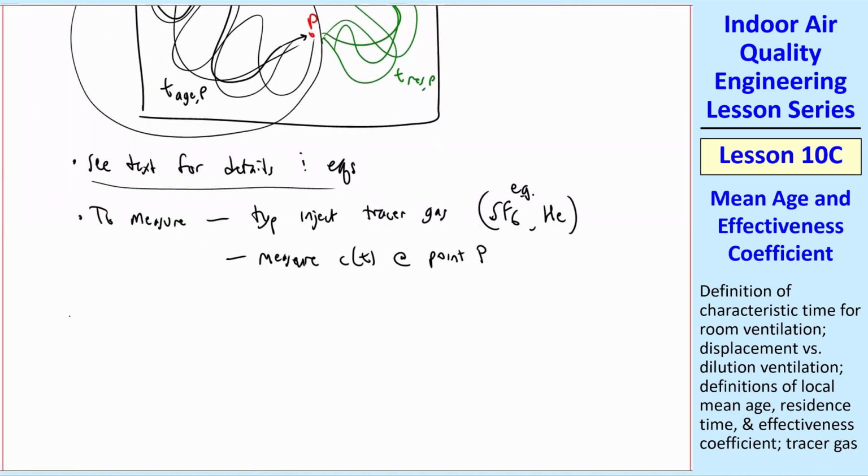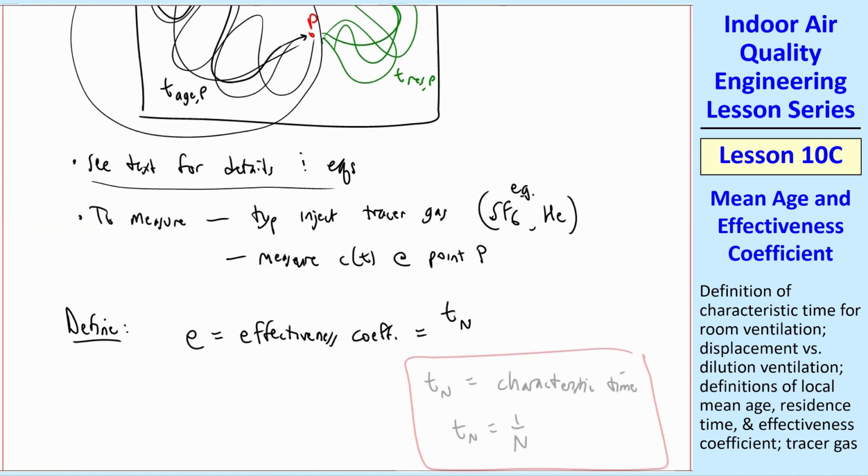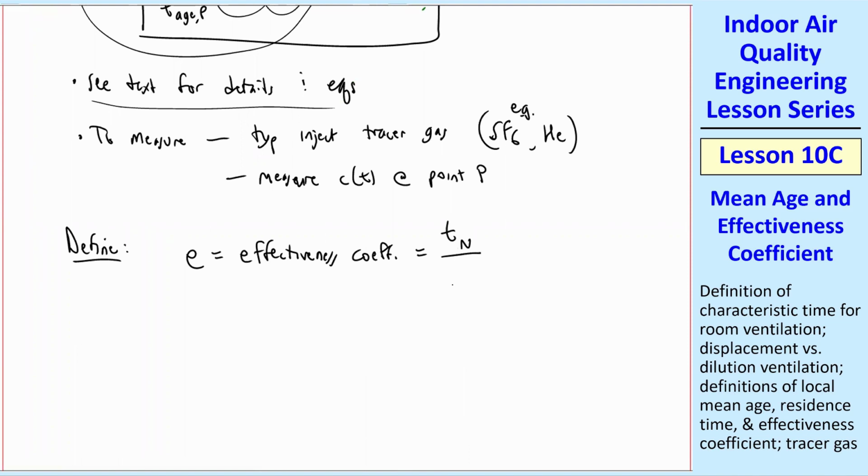Then what we define is another parameter, which is what we really want, and that's this E, which is called an effectiveness coefficient. And E is equal to Tn, this characteristic time that we defined, V over Q or 1 over n, divided by T age at P.